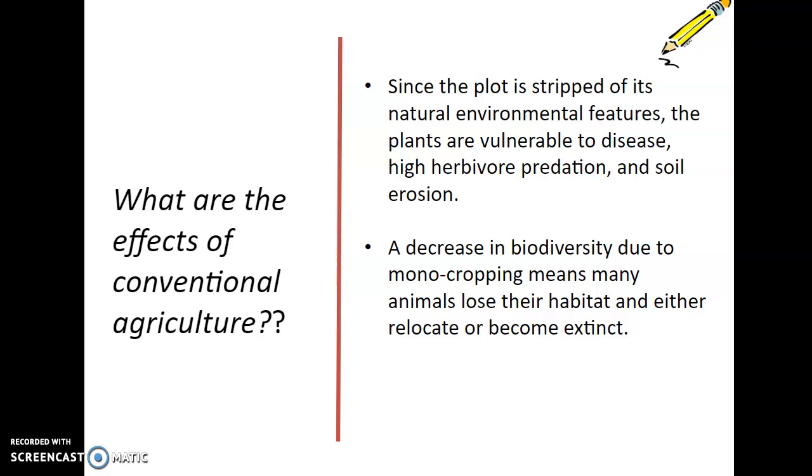So what are the effects of conventional agriculture? Industrial farming, traditional farming, conventional farming, these are all the same terms. Since the plot is stripped of its natural environment features, the plants are vulnerable to disease, high herbivore predation, and soil erosion. Herbivore predation is those who eat plants. As a result, there's a decrease in biodiversity due to monocropping. Because there's a decrease in biodiversity, that means many plants will cause these animals to lose their habitat and either relocate or become extinct.